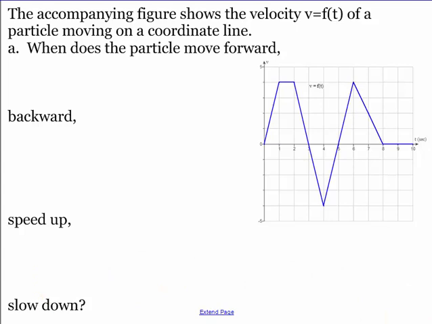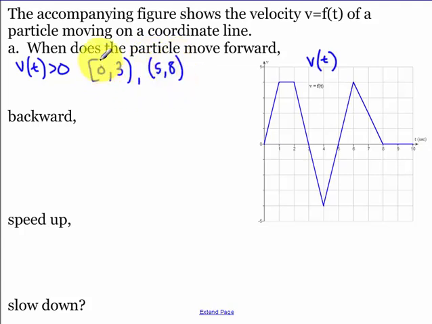Okay, in this accompanying figure, we are given our velocity function. So this is v of t. Particle moving forward, so that's when your velocity is greater than 0. So our velocity is greater than 0 from 0 to 3 and from 5 to 8. Now notice how I included the endpoint, but I didn't include 3, 5 or 8, because that's when your velocity is equal to 0. So you're neither moving forward nor backward.